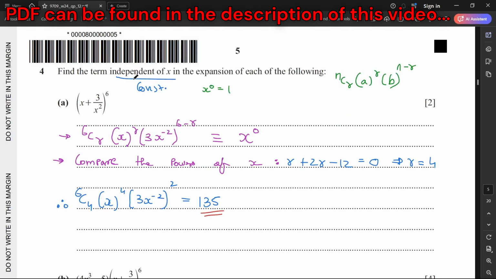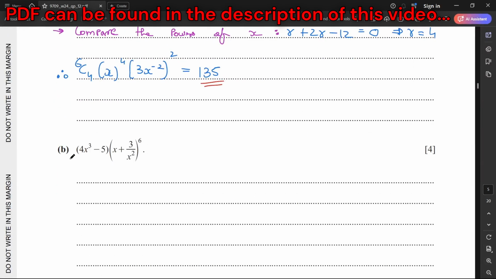Now, let's move on to the second part. Again, we need to find the term that is independent of x in this expansion. So if you notice carefully, my 4x cube needs to be multiplied with something over here so that x cube gets cancelled out. And it is only possible if we know over here the term in x cube with a negative sign in the power, so that this x cube and this x power of minus 3 get cancelled out. And I'm left with only the constant.